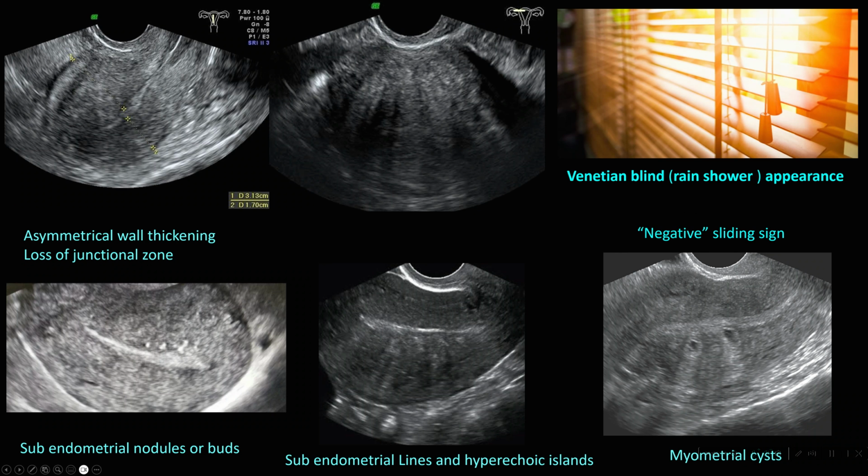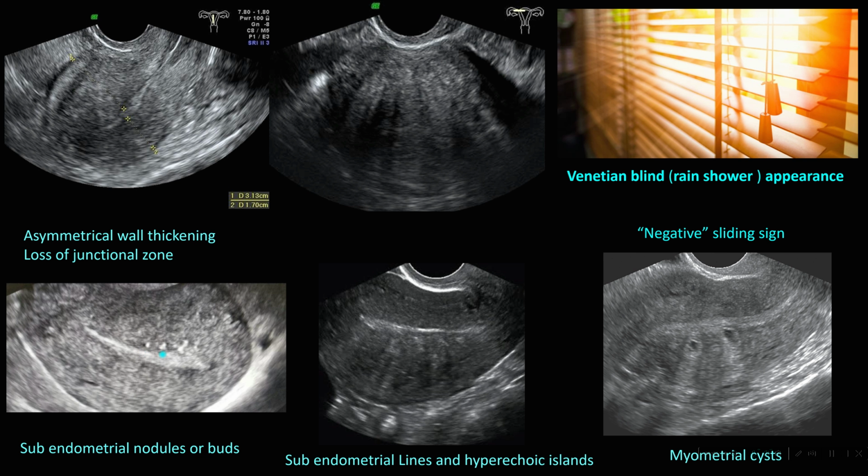Here is a classical case of adenomyosis. Here you can see asymmetrical wall thickening and even loss of the junctional zone. There are multiple echogenic islands with post-acoustic shadowing. This typically gives the Venetian blind or rain shower appearance. This is the Venetian blind we use in our home. So this is the typical Venetian blind appearance, or rain shower, or rain in the forest appearance.